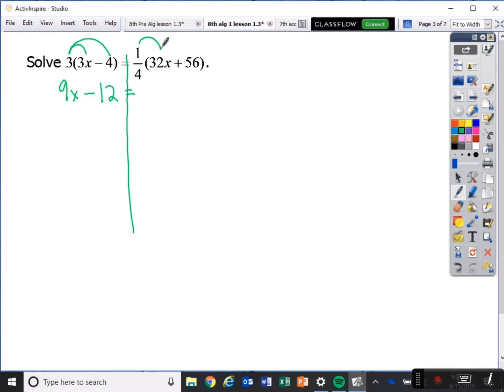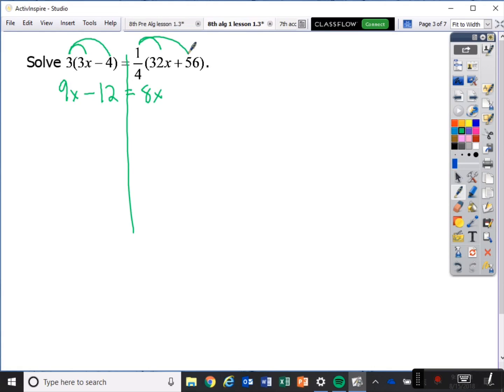Some of you are probably looking like, oh my gosh, I hate fractions. It's an easy fraction, because last year when we were dilating, remember? Doing those dilations, when it gave you a fraction, you just divided by the denominator, right? Because I told you multiplying by a fraction is the same thing as dividing by its denominator. So 1/4 times 32x is really just 32 divided by 4, which is 8. 8x.